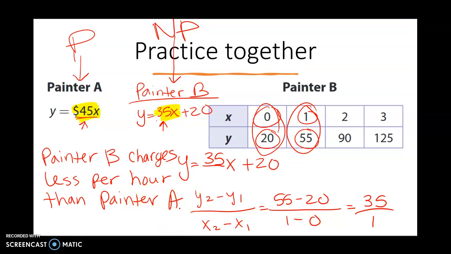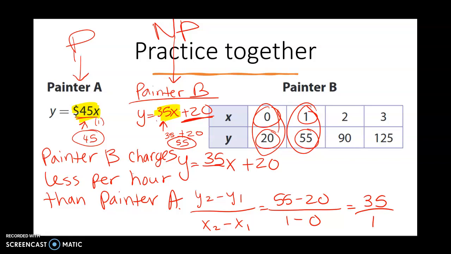Now we can talk about the other characteristics of these problems. Painter B has a flat fee. If they came out to the house, looked at your house, and didn't paint anything, you still owe them $20. So that's not fun for painter B. And if painter A and painter B both painted for just 1 hour, and they got the whole project done in 1 hour, 45 times 1 is 45. 35 times 1 is 35, plus 20 is 55. So painter B is going to cost more than painter A for just 1 hour.